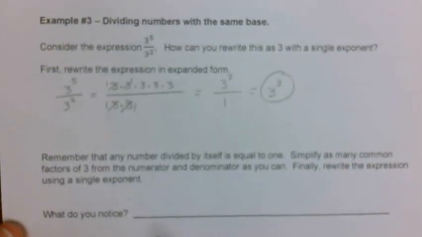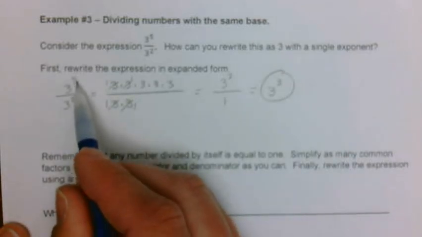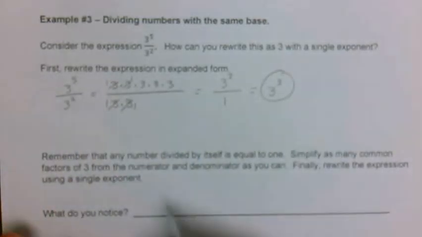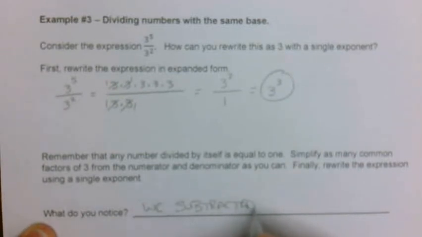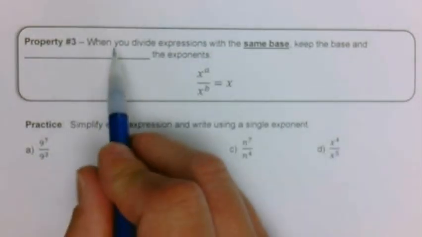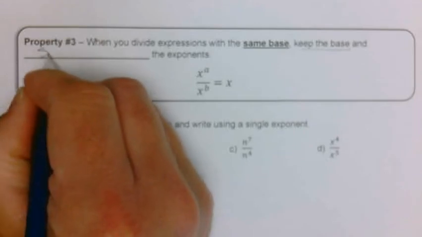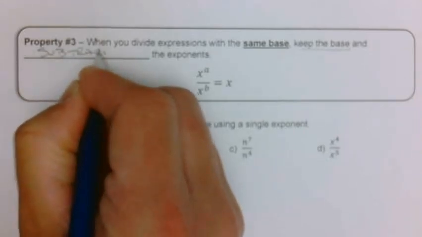What do you notice? Well, hopefully you notice that the base stayed the same, and all we had to do with the exponents is subtract them. 5 minus 2 is 3. We subtracted the exponents this time. Okay, so if you're dividing two numbers that have the same base, we are going to keep the base and we are going to subtract the exponents. So let's go ahead and state property number 3. When you divide expressions and they have the same base, you keep that base and you will subtract the exponents.